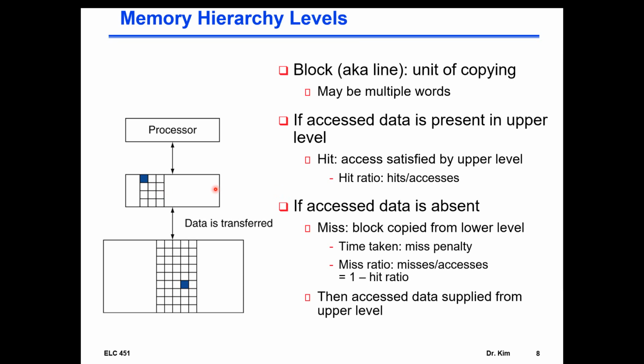Then the quality of these cache schemes is measured by what is called the miss ratio. How many misses do you have per the number of accesses that you are making? So that's going to be a proportion or a percentage. And of course, the hit ratio is 1 minus the miss ratio. And also, the miss ratio is 1 minus the hit ratio.